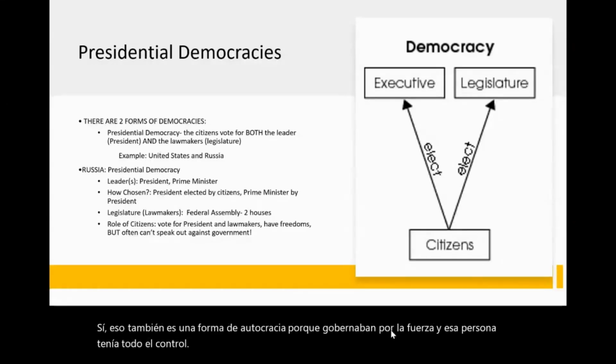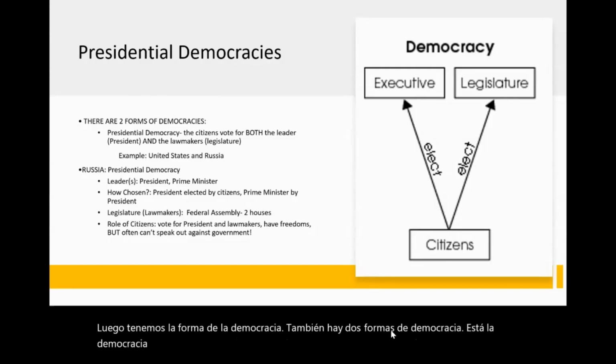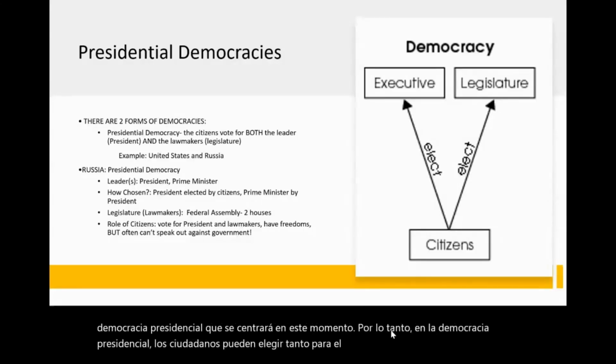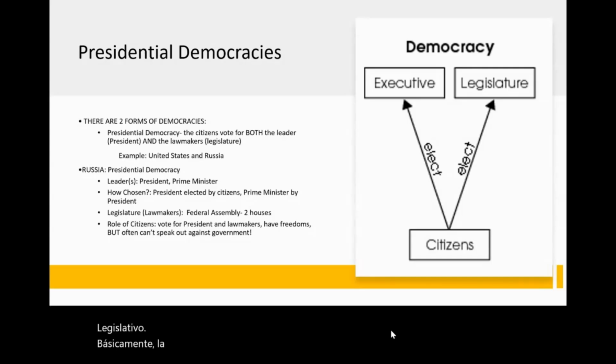Next, we have the forms of democracy. There are also two forms of democracy. There's presidential democracy, which we'll be focusing on right now. In presidential democracy, citizens get to elect both the executive branch and the legislative branch. So basically, in presidential democracy, citizens have the most power because citizens are able to vote for both the head of government and the legislative, the lawmaker.